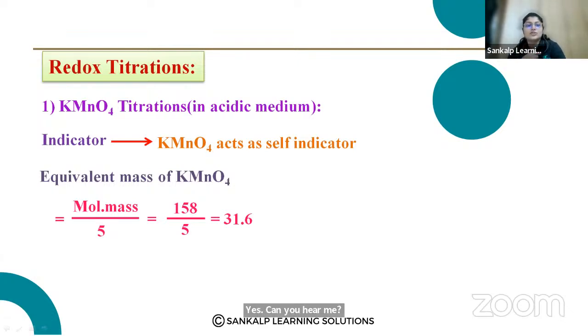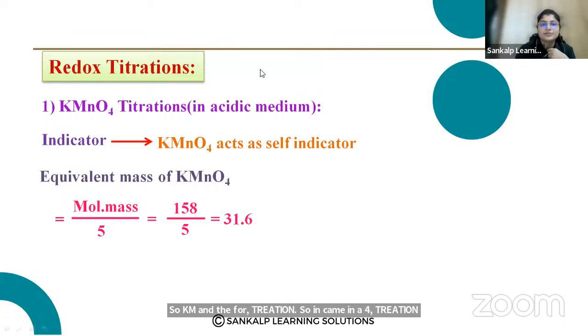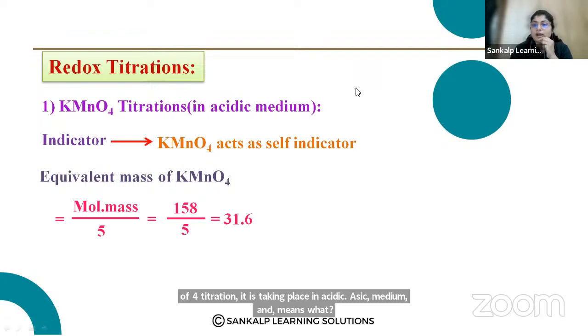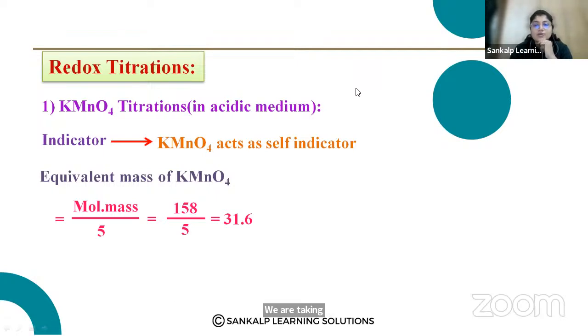So KMnO4 titration. What is happening in KMnO4 titration? It takes place in acidic medium. Acidic medium means H plus ions will be present. Now, which indicator are we making use of? We are making use of KMnO4. KMnO4 is a self indicator, students.